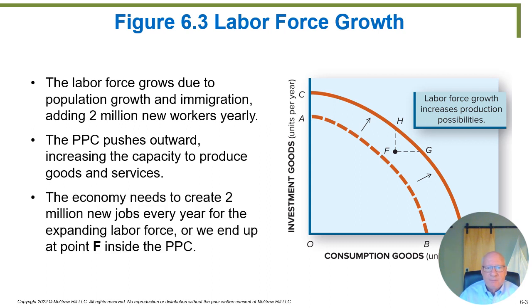Now, the economy needs to create about 2 million new jobs every year for the expanding labor force. If you obviously add 2 million more people to the workforce, then you need to have 2 million more jobs for those people to do. Otherwise, you'll end up at a point like F. You notice on our curve, F is inside the new production possibilities curve of where we could be. And that's taking place because if you don't have enough jobs, those extra workers will not be productive like they could be if they had a job, and therefore we're not reaching our full productive capacity.